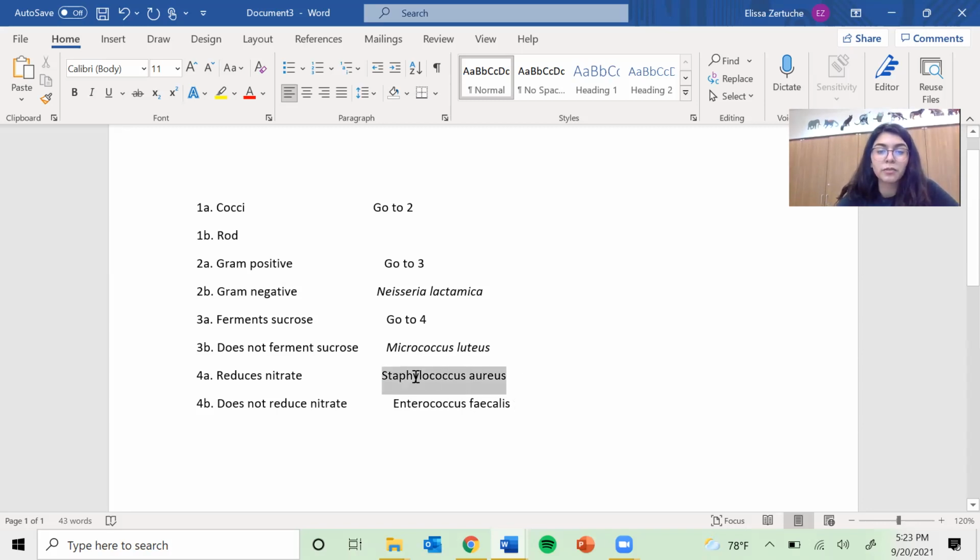So again, rule of thumb, always italicize or underline. And there we have Neisseria lactamica, Micrococcus luteus, Staphylococcus aureus, and Enterococcus faecalis, which are all of our cocci bacteria. So we can cross those off our list. Now we have to go to the rods. We have not identified those yet, so we left this blank.